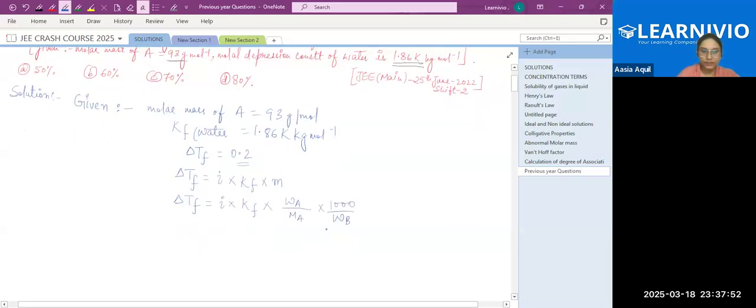Now substitute all the values in it. This weight of solvent is in gram here, that's why we have multiplied by 1000. Now substitute all these values in this equation. 0.2, and your i factor is not given. What's the value for Kf? Which is 1.86. Weight of solute is given, which is 1.